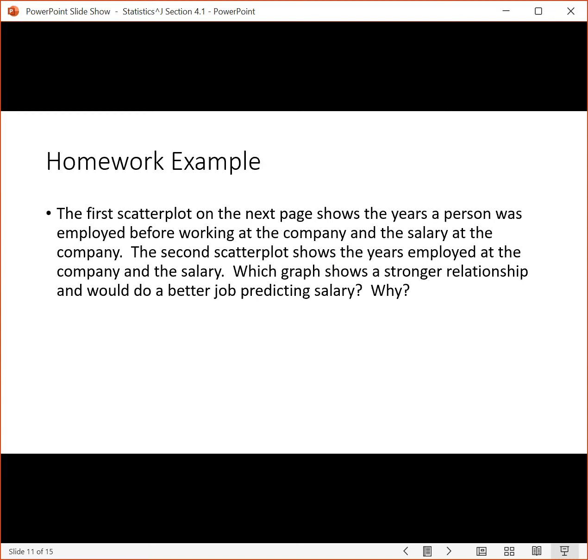Let's look at a homework example. The first scatter plot on the next page shows the years a person was employed before working at the company and the salary at the company. The second scatter plot shows the years employed at the company and the salary. Which graph shows a stronger relationship and would do a better job predicting salary, and why?